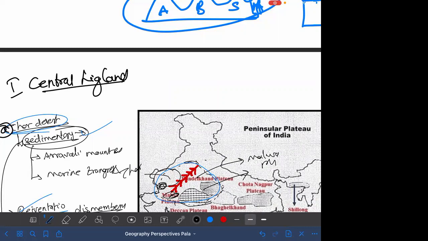The final stage of evolution corresponds with the Quaternary period, when rejuvenation of Aravalli has led to the dismemberment and disappearance of rivers, which made the land, the platform, more arid in nature.